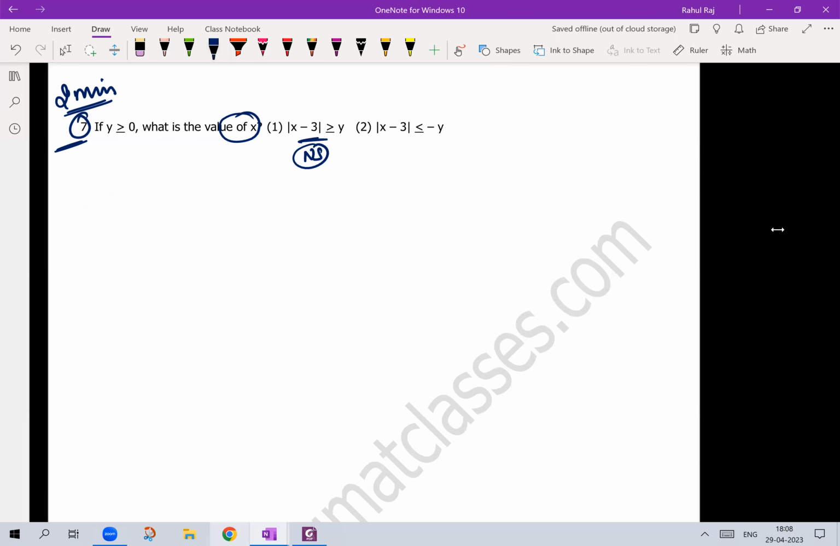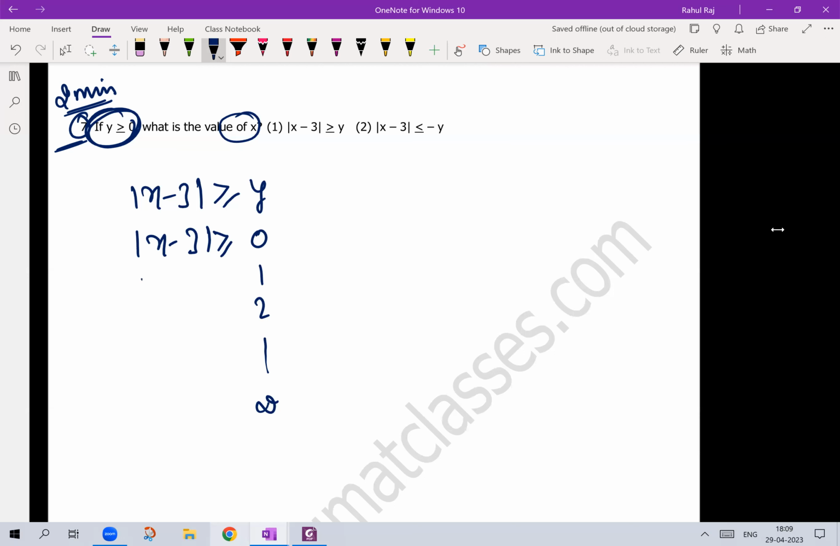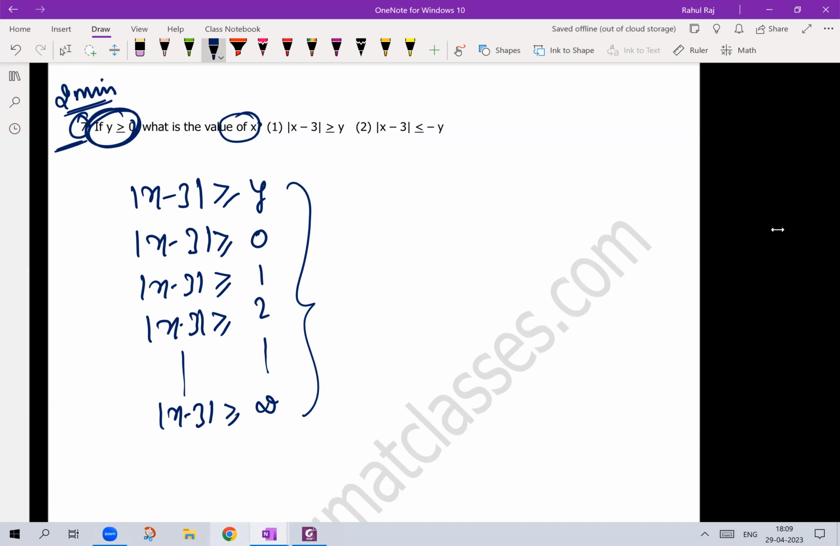But to understand it better, let's see here. It says mod of x minus 3 greater than or equal to y. It is given in the question that y is greater than or equal to 0. So y could be 0, 1, 2, all the way to infinity. So imagine mod of x minus 3 greater than or equal to 0, or greater than or equal to 1, or greater than or equal to 2, all the way to infinity. For every different value of y, we'll keep getting a different range of x. We'll not get a value of it. So we are not supposed to even solve it. I can say this is not sufficient.